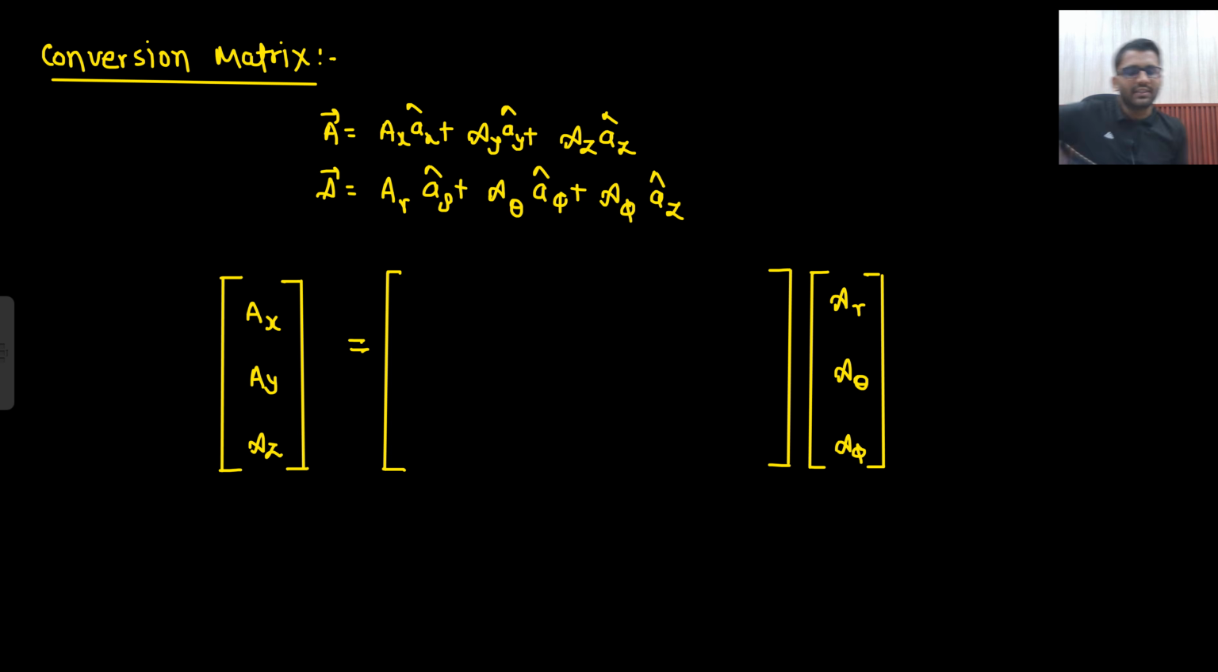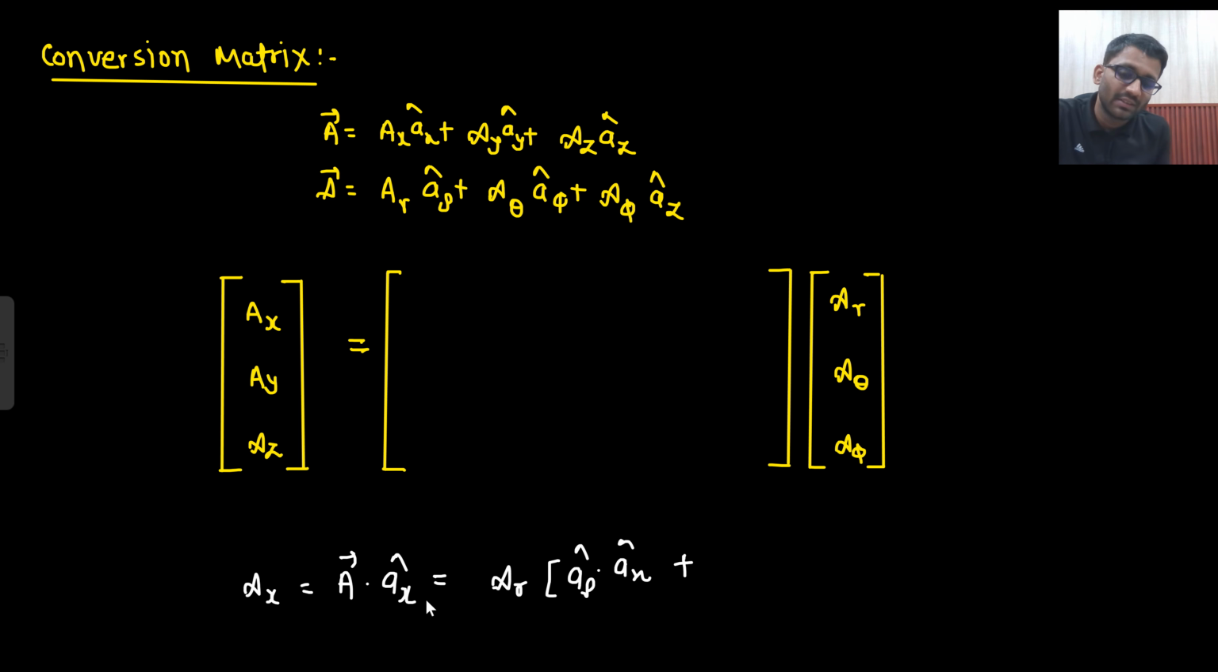Now conversion matrix. Directly I am going to write the matrix now. You can derive it if you want to. What I am doing, I need the value of Ax. So how will I get Ax? My Ax will be vector A dot Ax cap. So for that I need to do AR arrow cap Ax cap plus A theta.